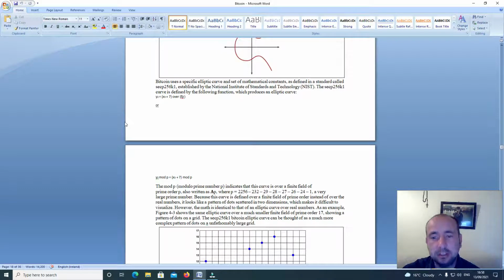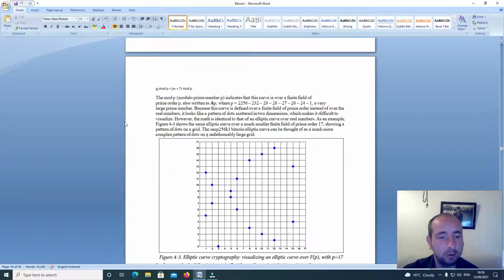The secp256k1 curve is defined by the following function, which produces an elliptic curve: y^2 = x^3 + 7 over F_p, or y^2 mod p = (x^3 + 7) mod p. The mod p, modulo prime number p, indicates that this curve is over a finite field of prime order p, also written as F_p, where p = 2^256 - 2^32 - 2^9 - 2^8 - 2^7 - 2^6 - 2^4 - 1, a very large prime number.